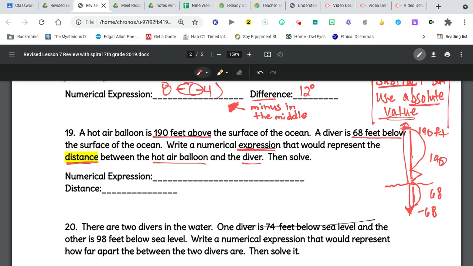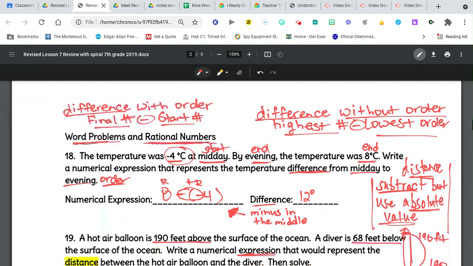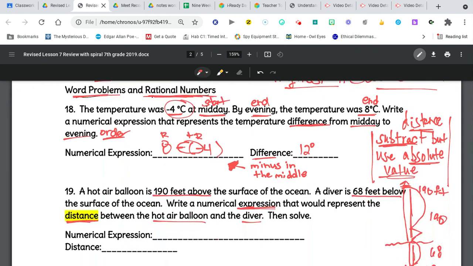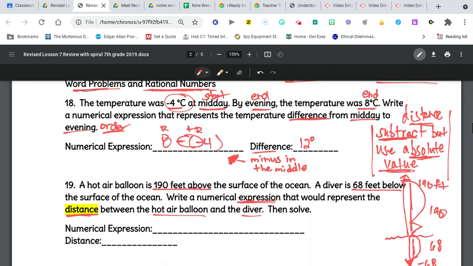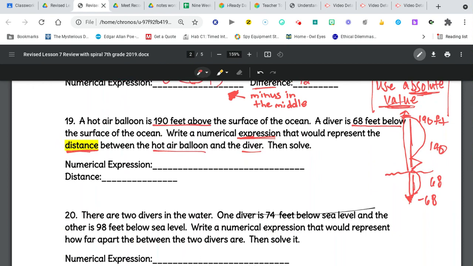All right, so to find distance, you need to subtract, okay? So with distance, subtract, but use absolute value. So I'm going to subtract, but use absolute value. The order in which you subtract doesn't matter because you're using absolute value.